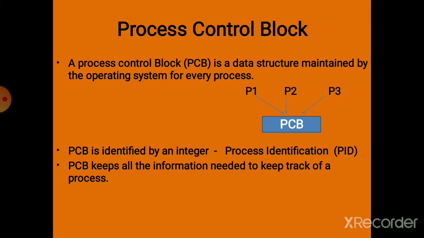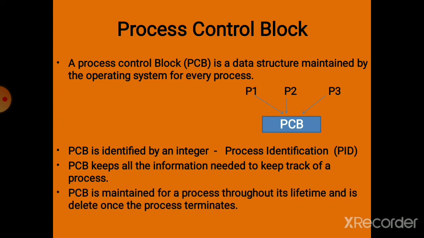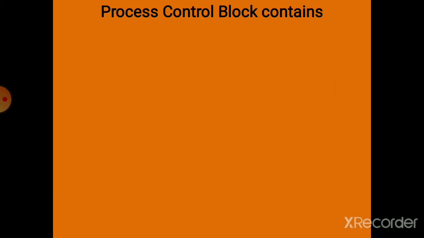Next, the PCB keeps all the information needed to keep track of a process. Which means the process control block stores all the information of a process. The PCB is maintained for the process throughout its lifetime and is deleted once the process terminates. So once the process is created, the PCB is created, and once the process is terminated and exited, the PCB is removed.